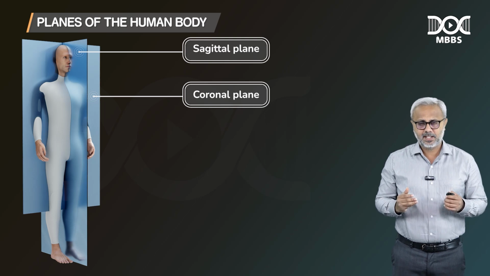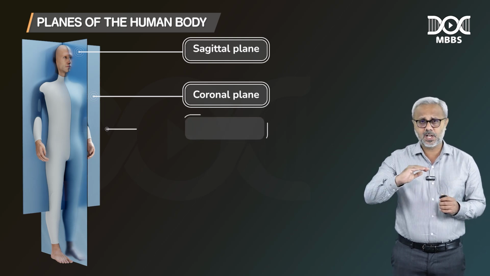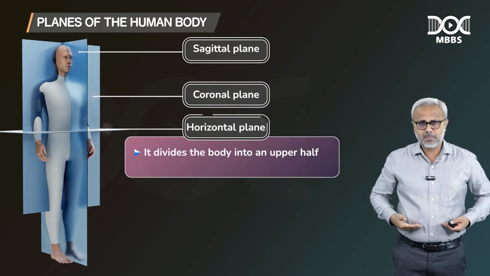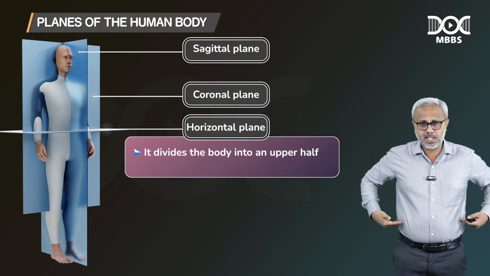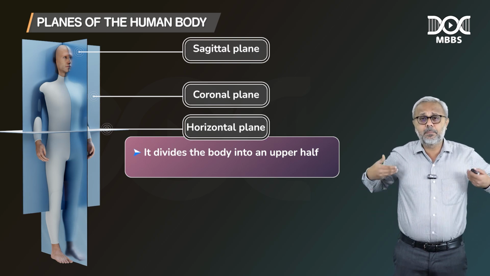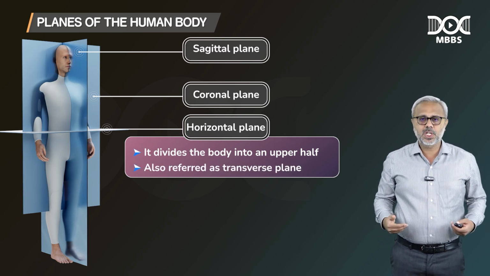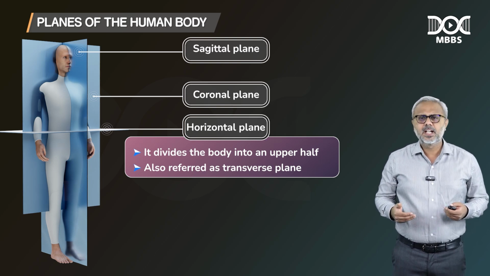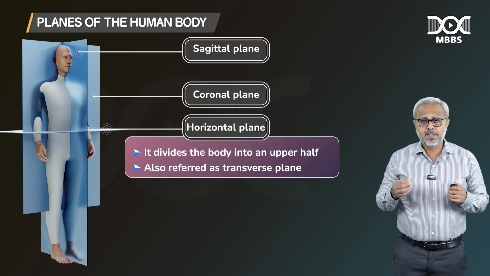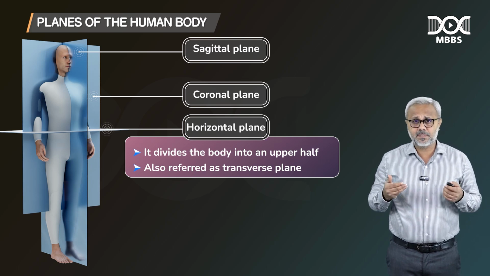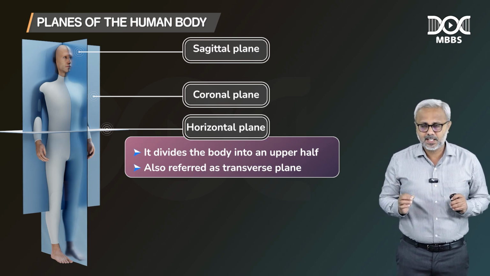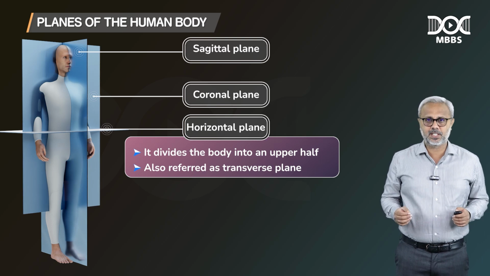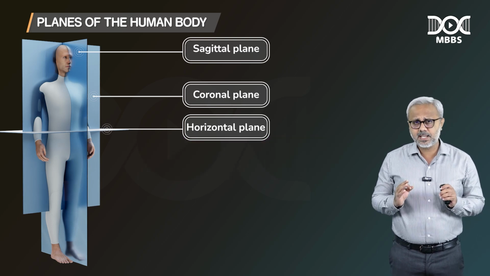The third basic plane we have is a horizontal plane. Now a horizontal plane that is passing across the body, dividing the body into an upper half and a lower half, is usually referred to as the transverse plane. Are we clear? It can pass anywhere in the body. But if the plane is dividing the body into upper half and lower half, we call it the transverse plane or horizontal plane. So these are the three basic planes.